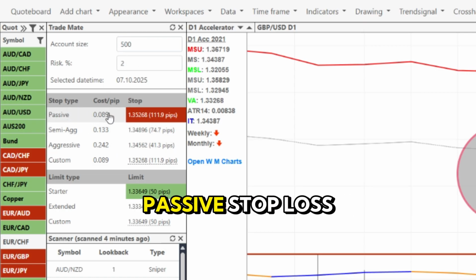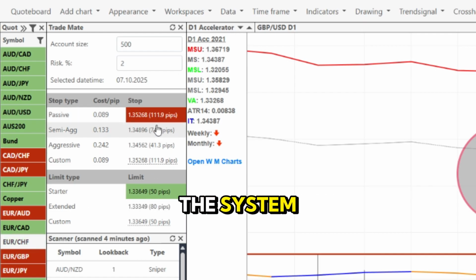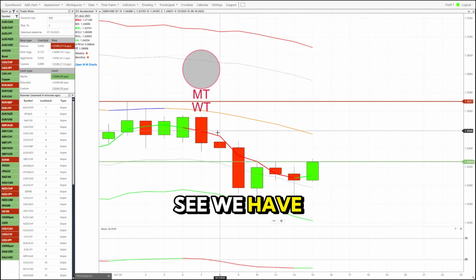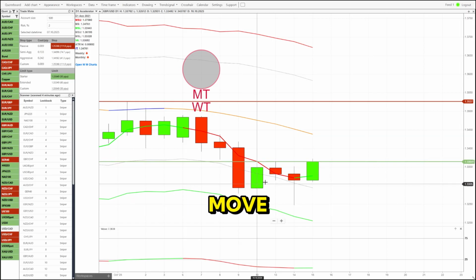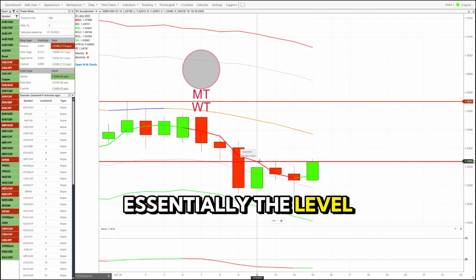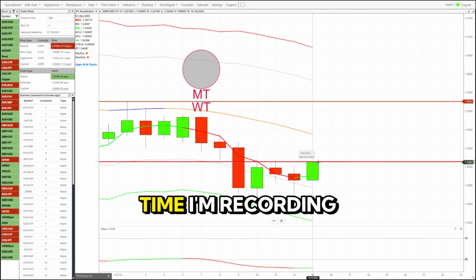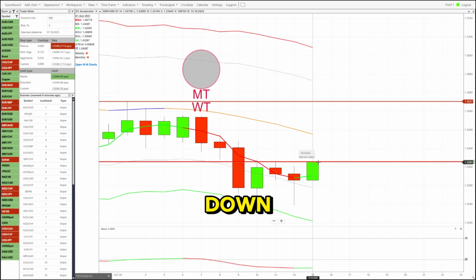Now we have a passive stop loss suggested by the system and a starter target suggested by the system. In this case, we're looking at 111 pip stop loss versus a 50 pip take profit, which you can see we have 1 day of trading, and on the second day we hit our target and the trade continues to move, but it's largely been bouncing back and forth, testing essentially at the level that we took first profit. So as the time I'm recording this, we're at exactly the same point. We've just retraced any further movement down.